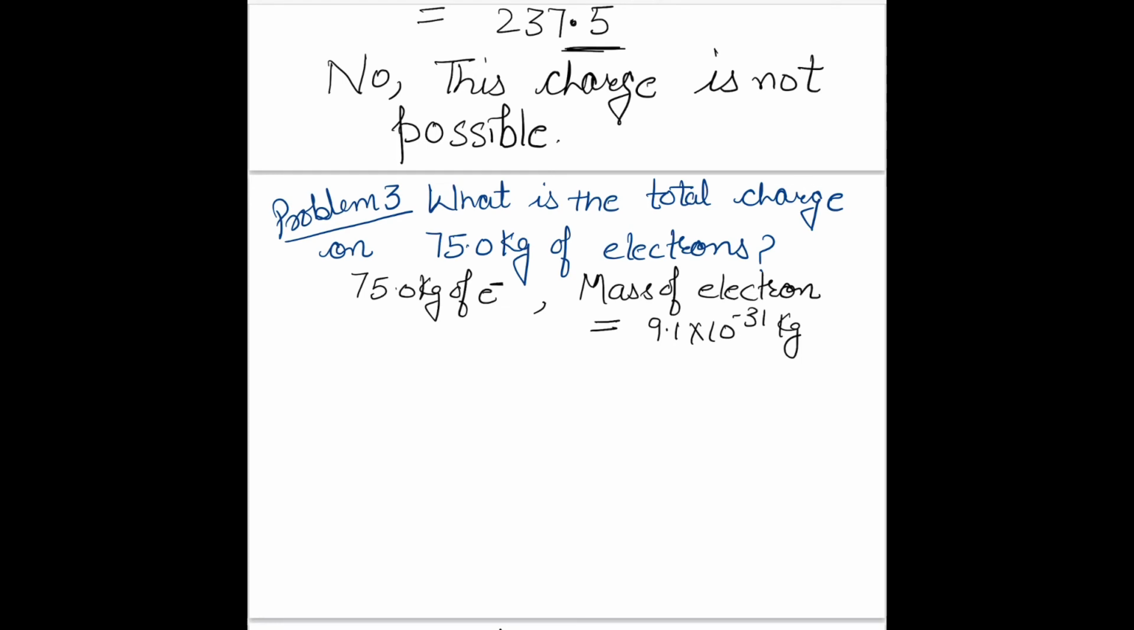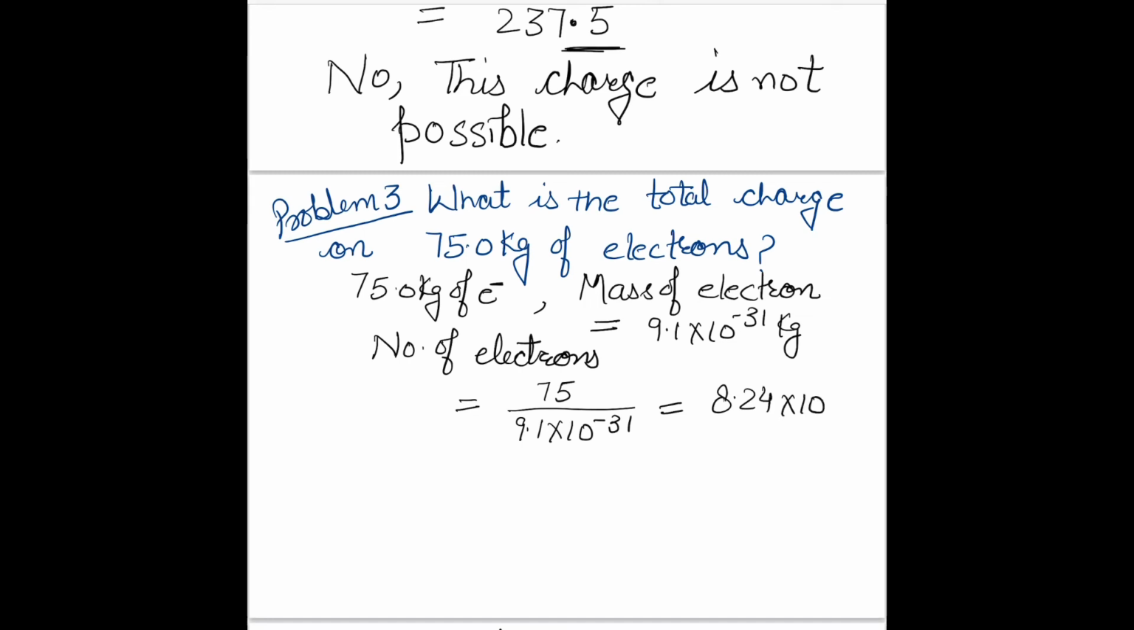Then the number of electrons can be calculated. The number of electrons will be 75 divided by 9.1 into 10 raised to the power minus 31, which comes out to be 8.24 into 10 raised to the power plus 31, right? So these are the number of electrons.